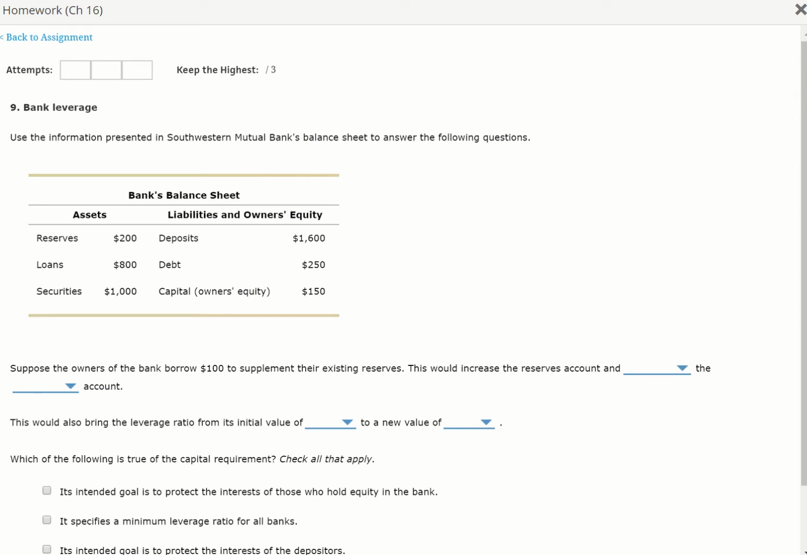Hey guys, this will be chapter 16, number 9 question. Using the information presented in Southwestern Mutual Bank's balance sheet, answer the following questions.